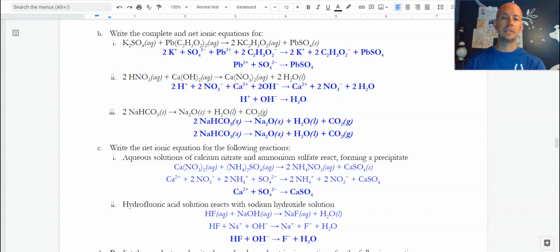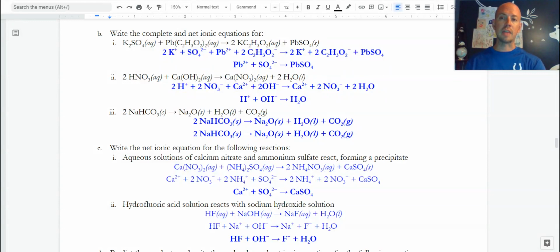Potassium acetate is right there. And then lead sulfate, it defines to us as a solid. Solids stay together, liquids stay together, and gases stay together. Aqueous gets split apart if it's ionic and it tells us it's aqueous, if it's a strong acid, or if it's a strong base. So here I have separated everything.